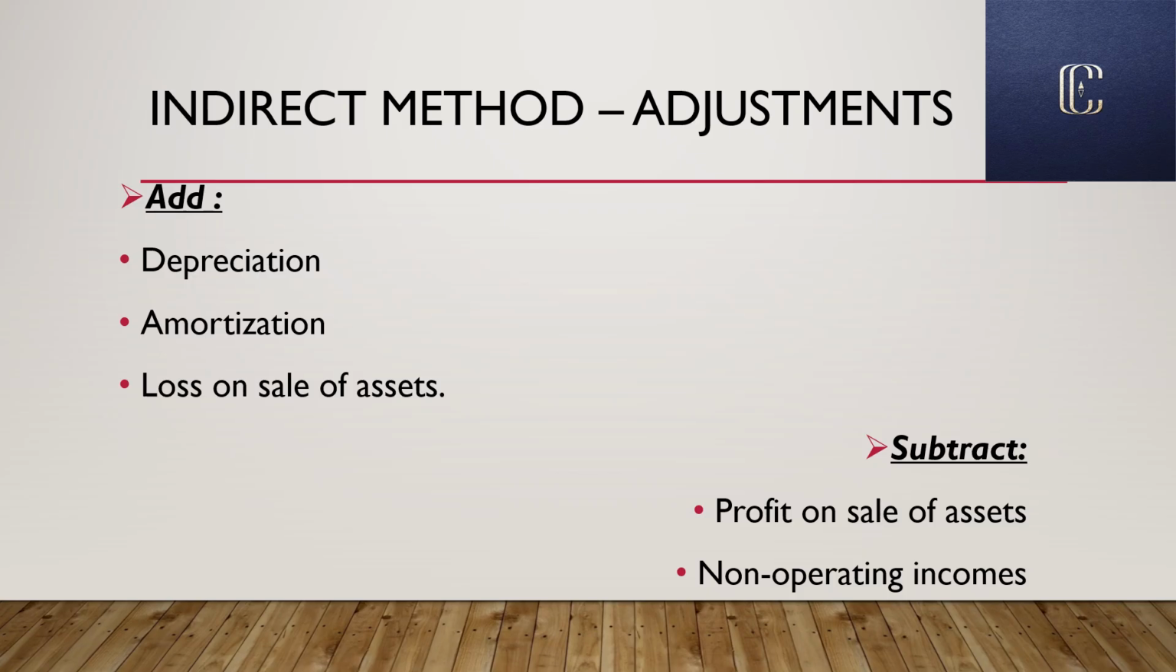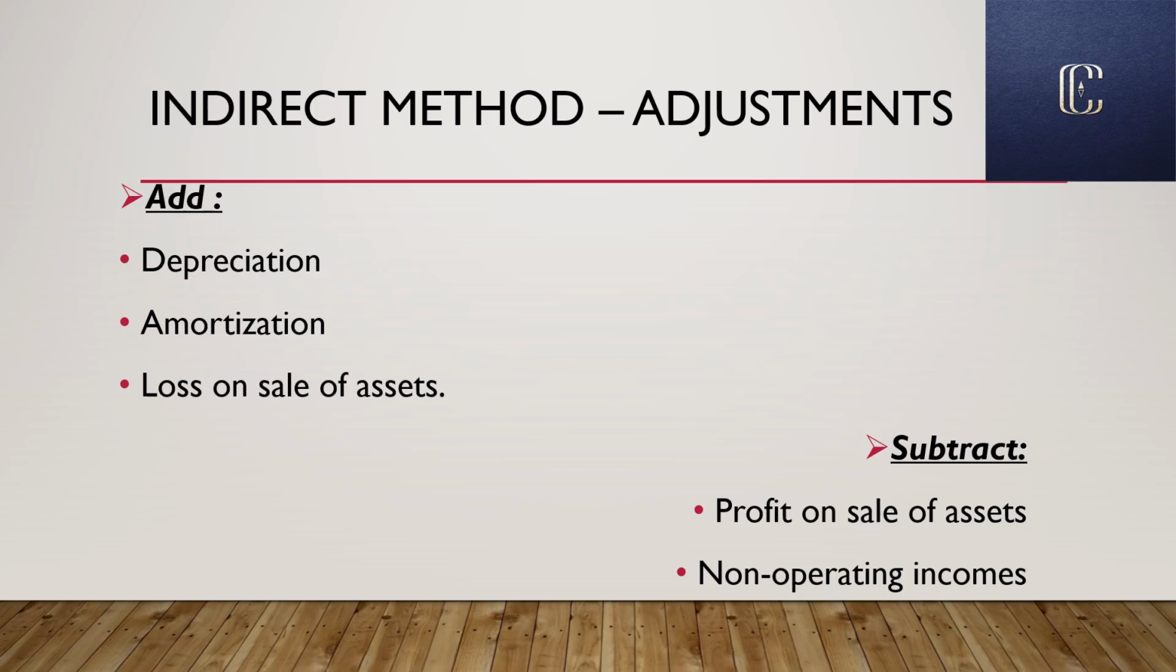The second one is amortization. It is similar to depreciation but applies to intangible assets like patents, copyrights, software, or goodwill. Again, it reduces profit but does not involve cash payment now. So it is added back.